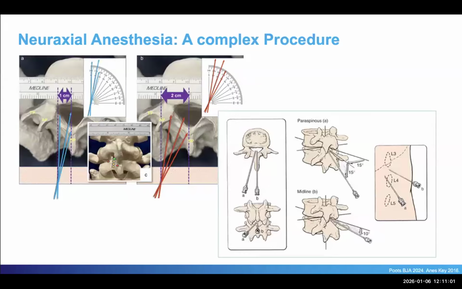As you can see here, as you start trying to troubleshoot getting into the right spot or using alternative approaches like a paramedian approach, there's a lot of understanding of the underlying anatomy that needs to happen that initially our trainees may not necessarily have.